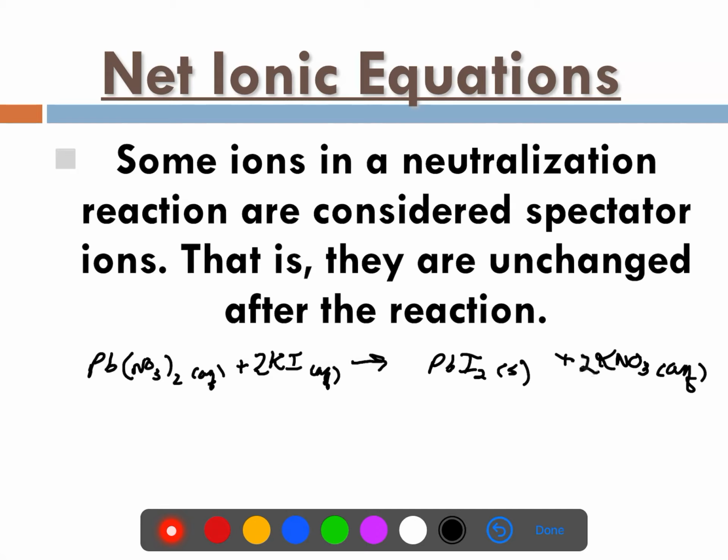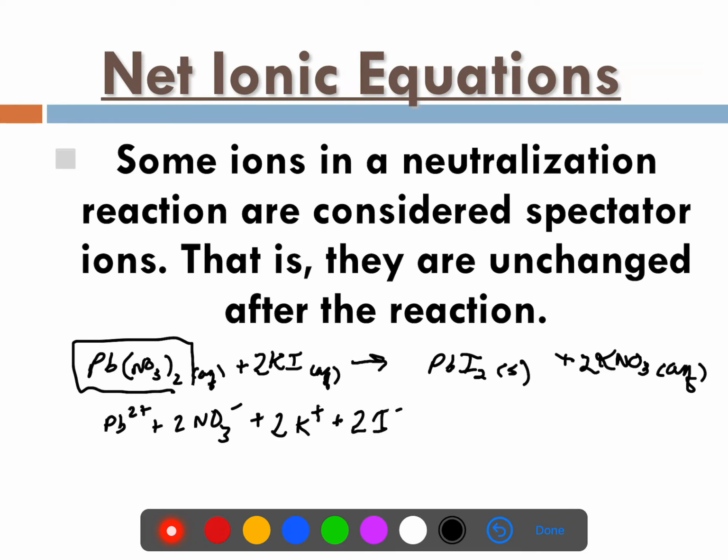So when something is ionized in water like this, it really doesn't exist as molecular lead nitrate. It exists as lead ions, and then it exists as nitrate ions separately. That's really what's happening inside the beaker. And same thing here with the potassium iodide. It was dissociated into ions. It wasn't a white solid anymore.